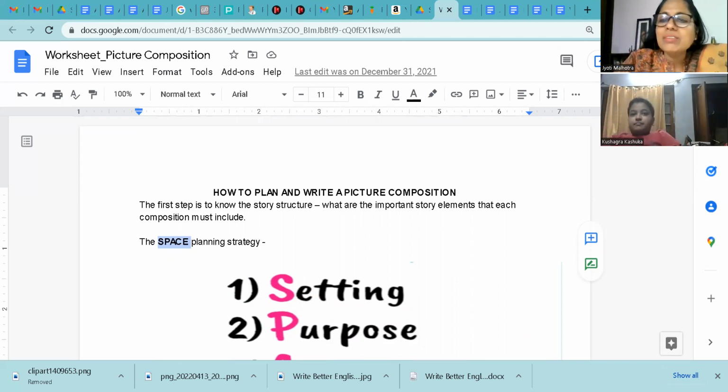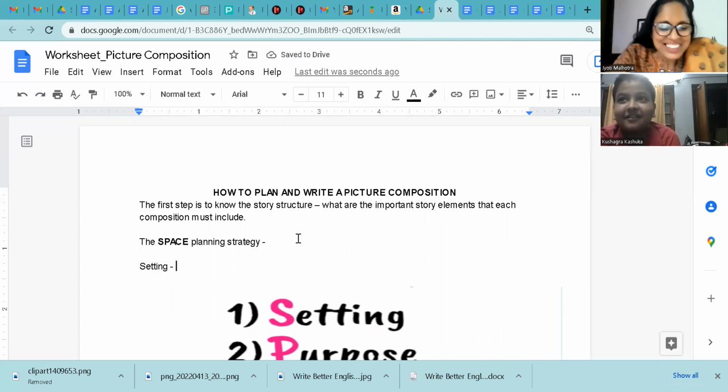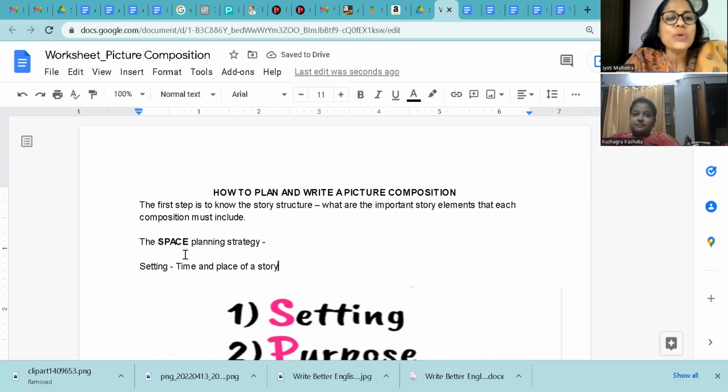Do you know what is setting? Settings are there in a computer. No, not that setting. No, setting means time and place of a story. It means where did your story take place and when did the story take place? Did you follow?